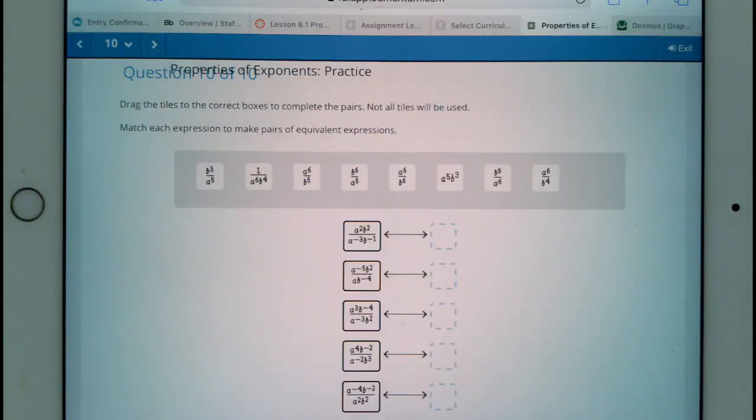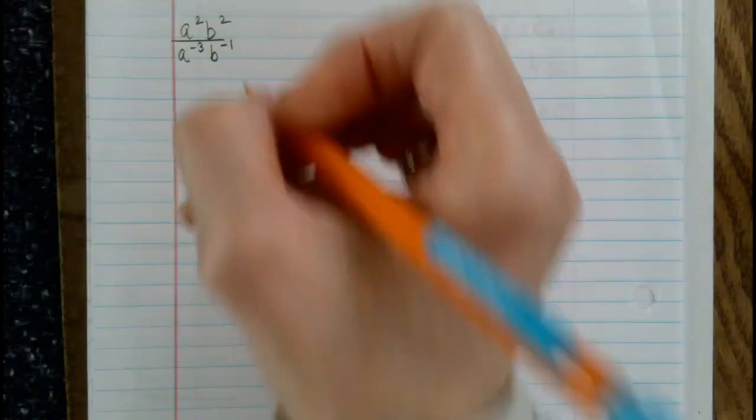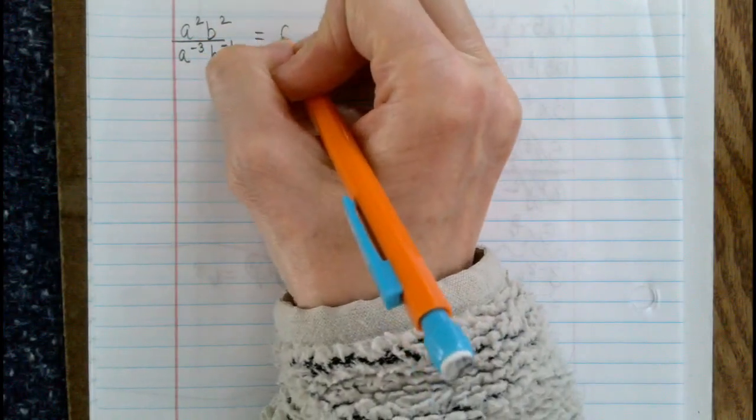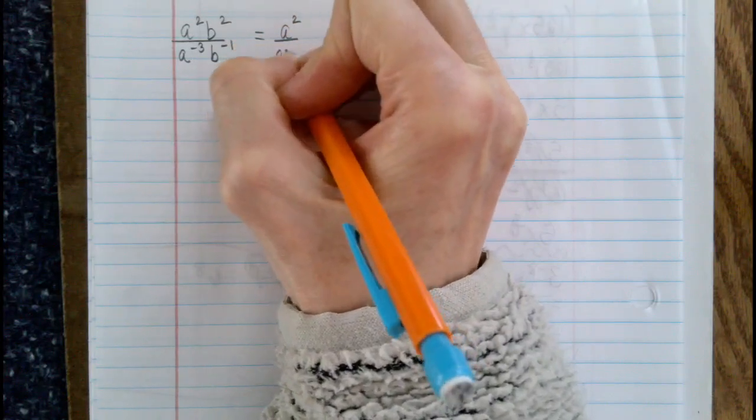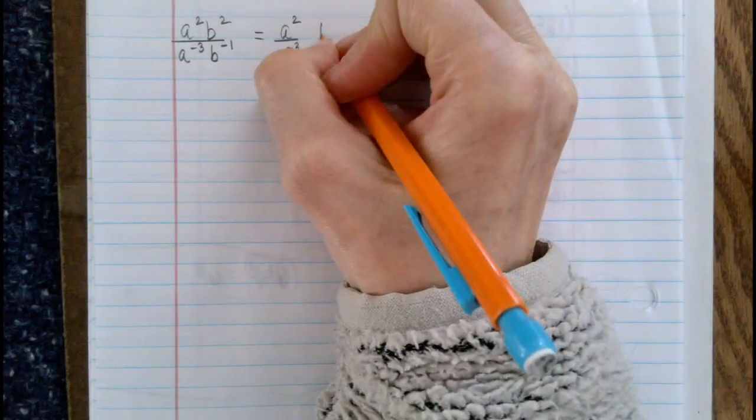Match each expression to make pairs of equivalent expressions. So we're going to start with the first one, a squared b squared divided by a to the negative 3, b to the negative 1. I have it copied on my notebook paper already. And we look at this. Remember that when we divide, we're going to divide the a's, and then we're going to divide the b's.